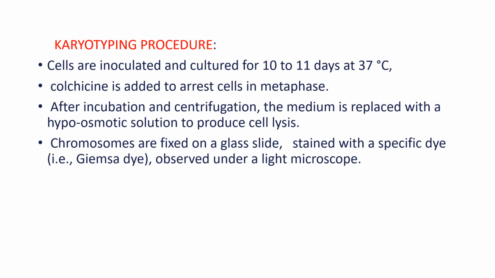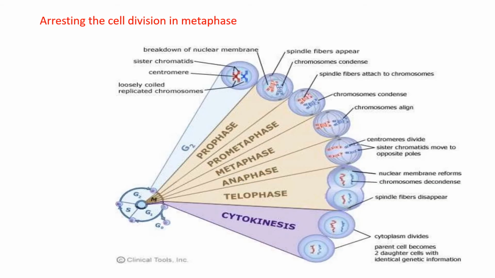Procedure of karyotyping. Here, cells are inoculated and cultured for 10 to 11 days at 37 degrees. Colchicine is added to arrest cells in metaphase. After incubation and centrifugation, the medium is replaced with a hypoosmotic solution to produce cell lysis. The leftover chromosomes are fixed on a glass slide, stained with a specific dye, and observed under a light microscope.